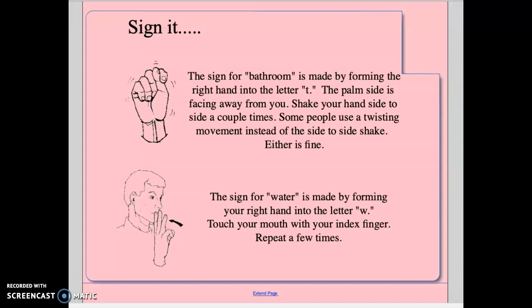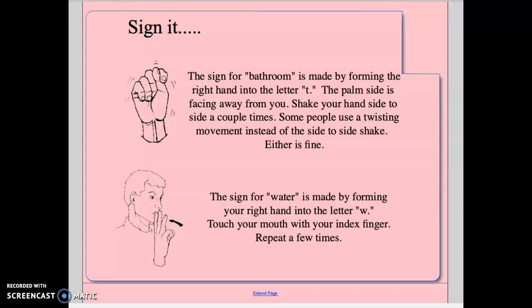The sign for water is made by forming your right hand into the letter W. You touch your mouth with your index finger and repeat a few times. Remember, with sign language, you need to be looking at the person you are talking to, which would be me. You need to make sure you make eye contact with me and that you do the sign appropriately.